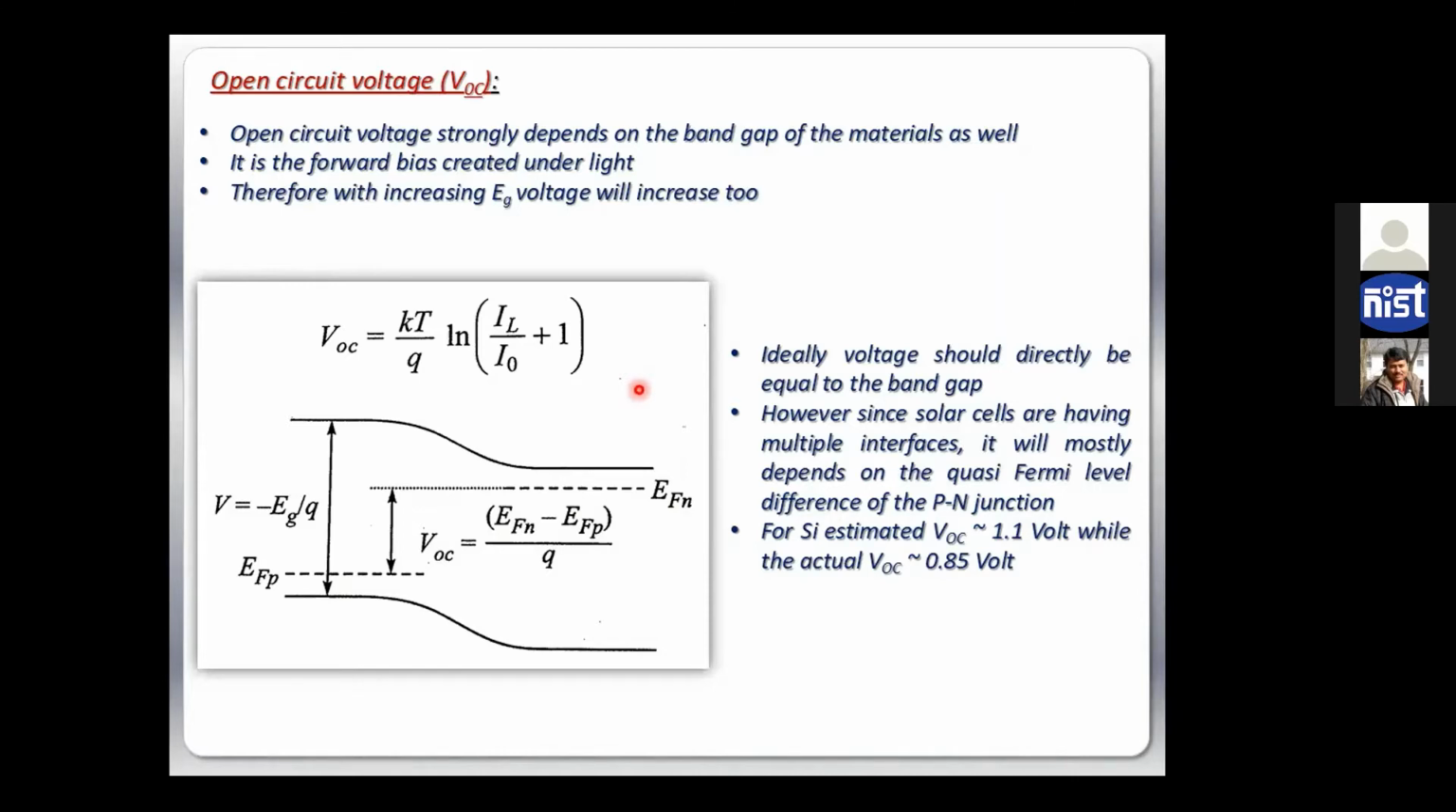So in conclusion, we can say to have higher VOC for a solar cell, we need a higher band gap material. So earlier we had that to get higher JSC, we need a smaller band gap. Now to get higher VOC, we need a higher band gap. So there is a competition going on, right? So they are in opposite directions.